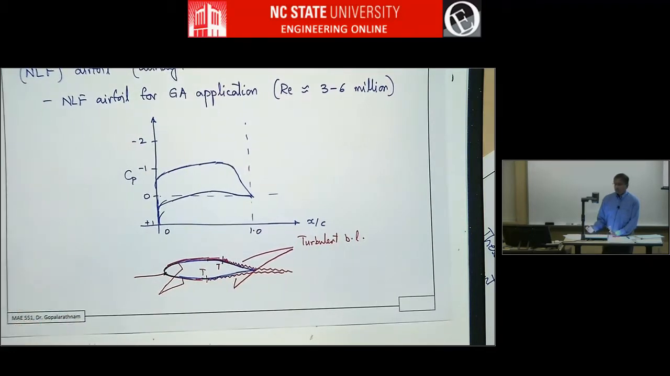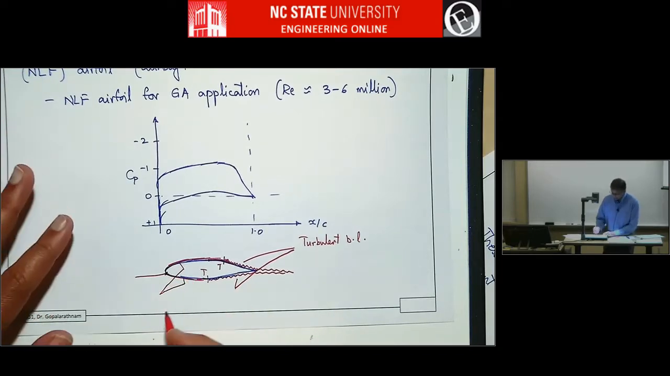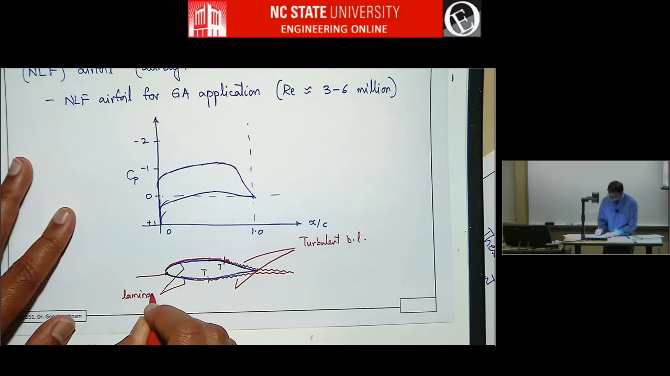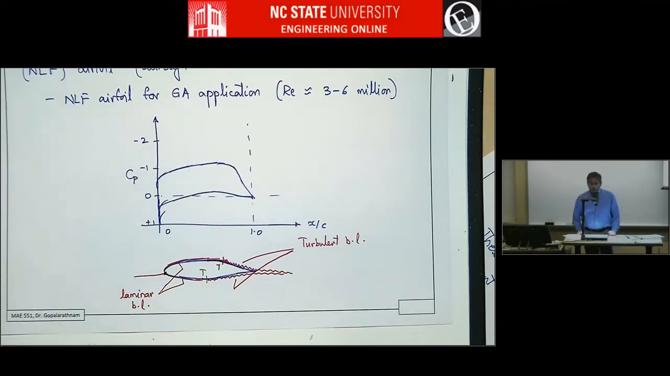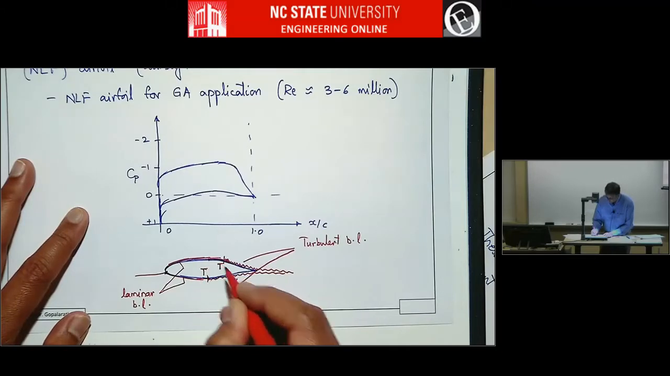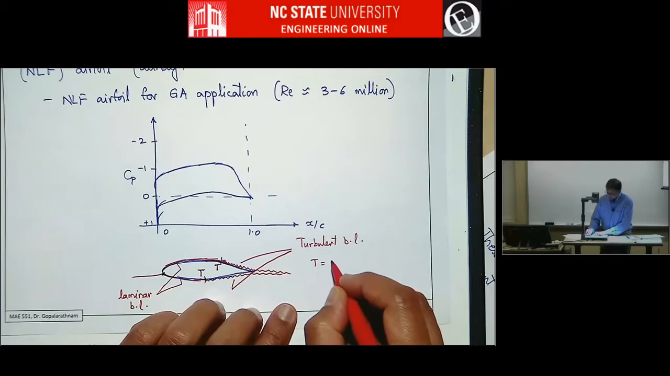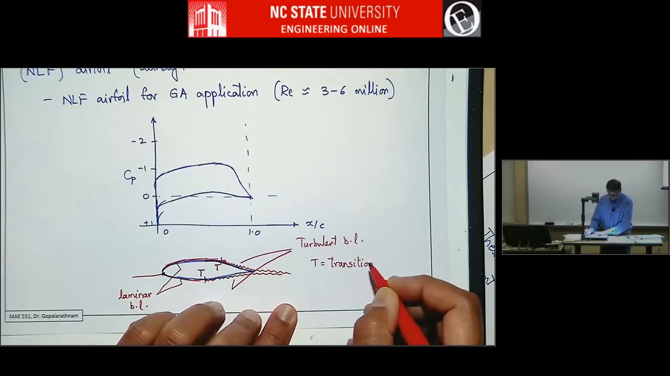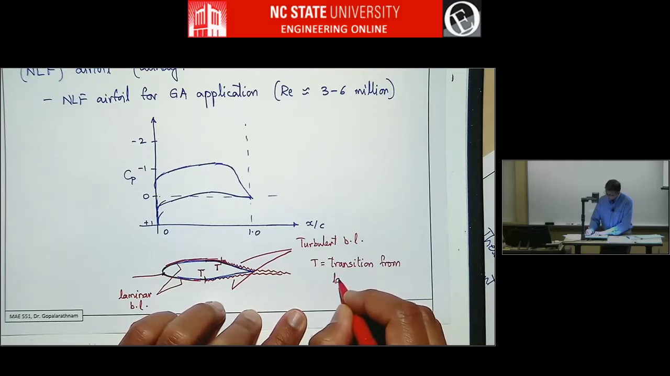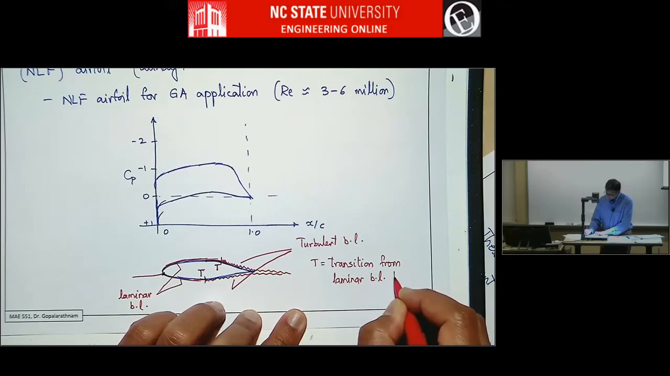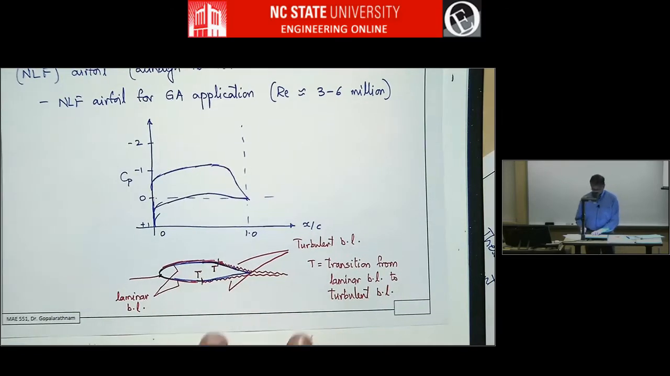That's just this example, right? It's not like all GA airfoils are going to be this way. I'm just selecting some examples for discussion. And T, I'm using this letter T to denote transition. So T equals transition from laminar BL to turbulent BL. In this example and in such situations, the boundary layer is always attached. So even though it's turbulent, it's not bad, it's attached.